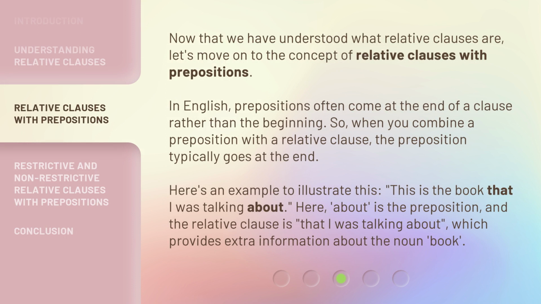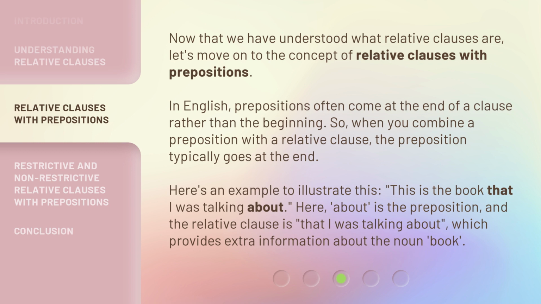Now that we have understood what relative clauses are, let's move on to the concept of relative clauses with prepositions. In English, prepositions often come at the end of a clause rather than the beginning. So, when you combine a preposition with a relative clause, the preposition typically goes at the end.